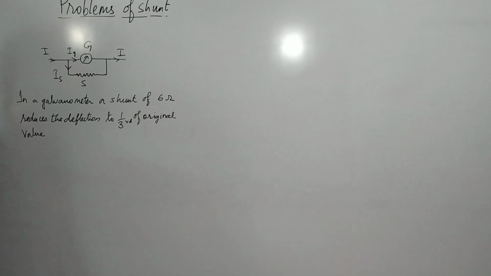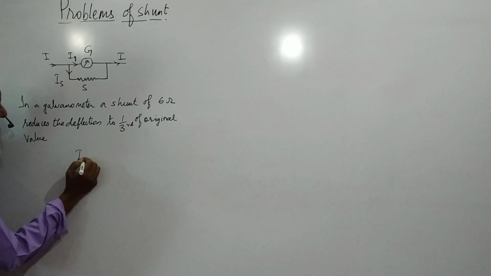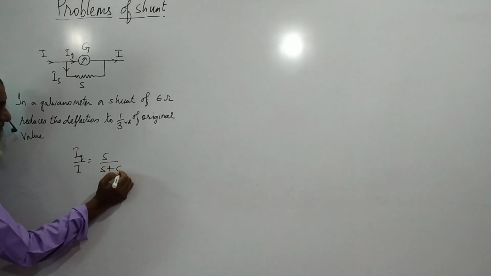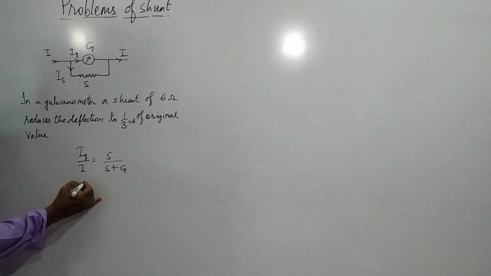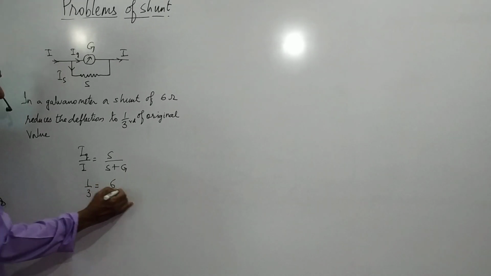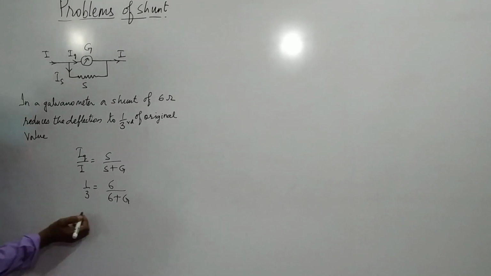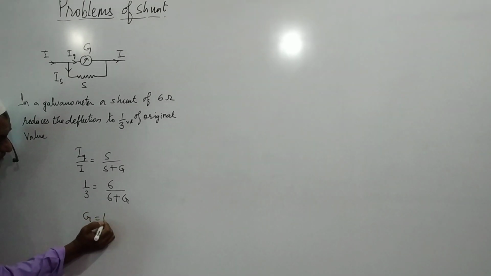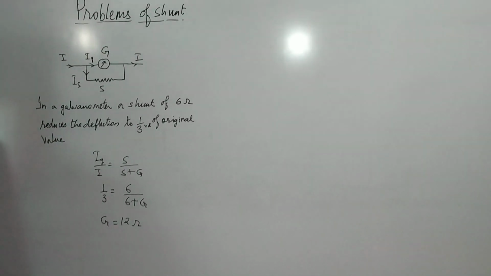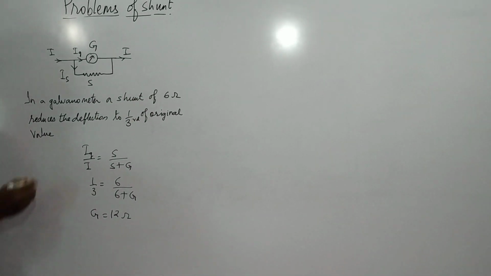So then I can find the value of galvanometer resistance by using Ig upon I is equal to S upon S plus G. Ig upon I is 1/3 and S is 6 ohm, so this is 6 plus G. So that should give me G is equal to 12 ohm. Now this G is the original resistance of the galvanometer, which I have now shunted by a resistance of 6 ohm.